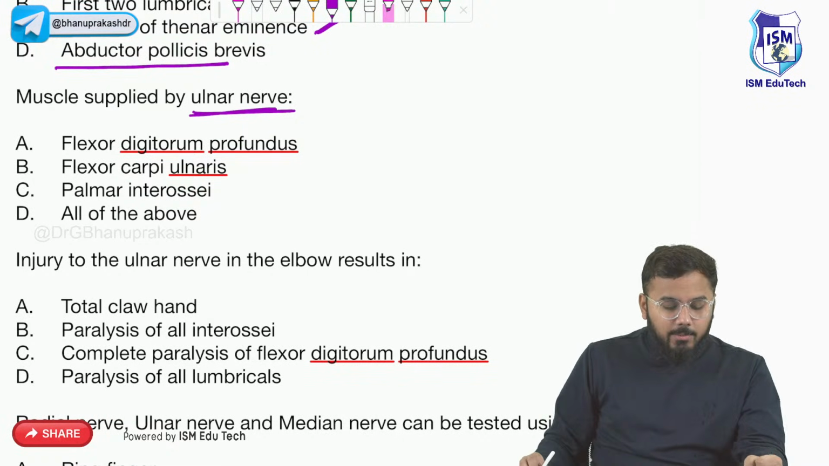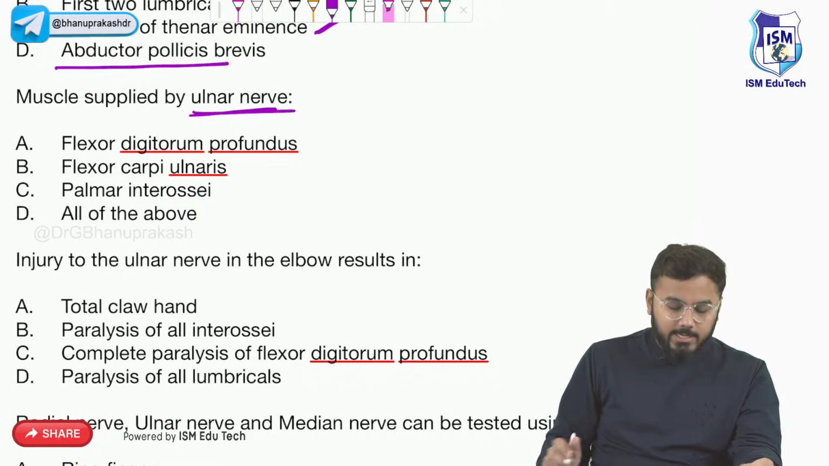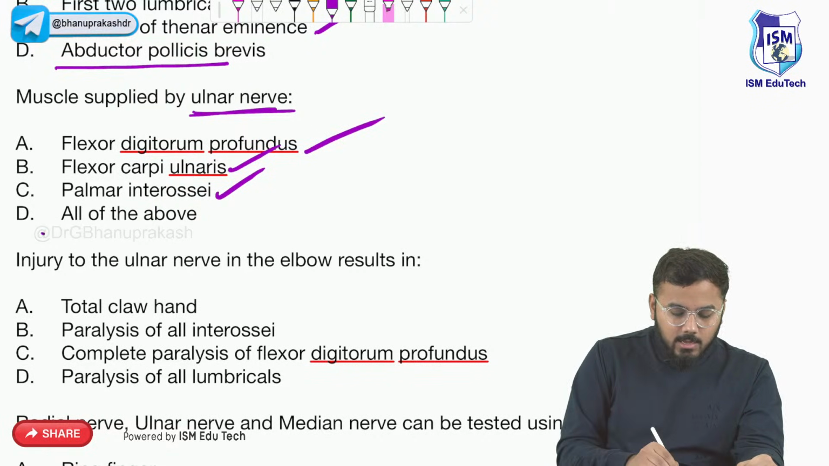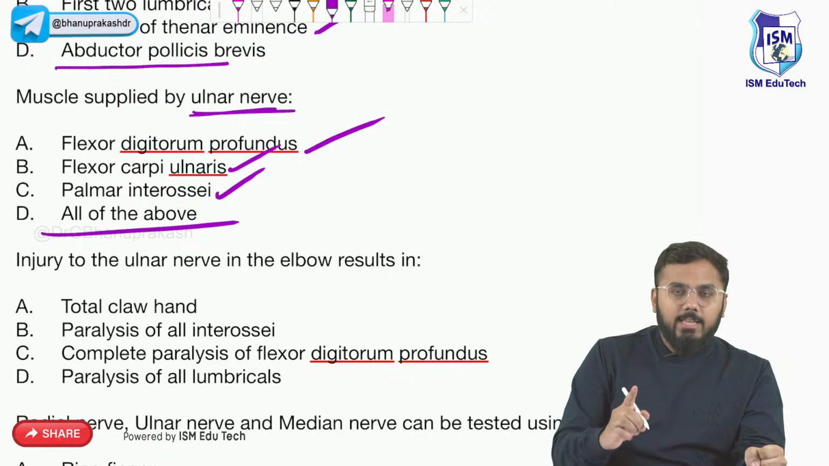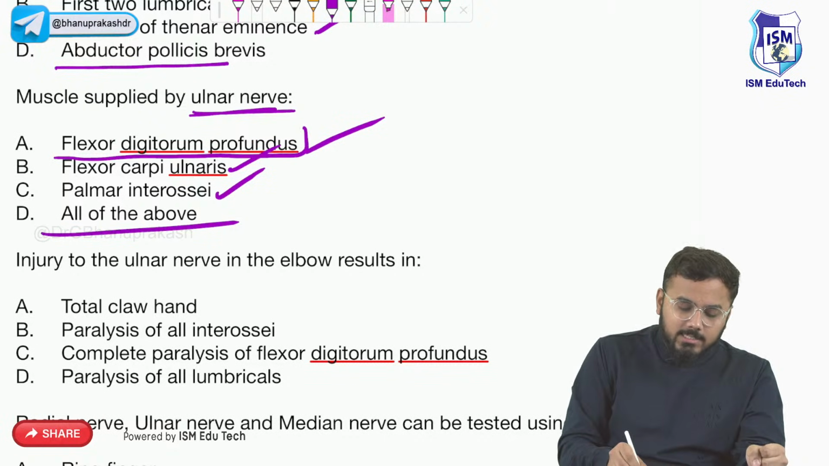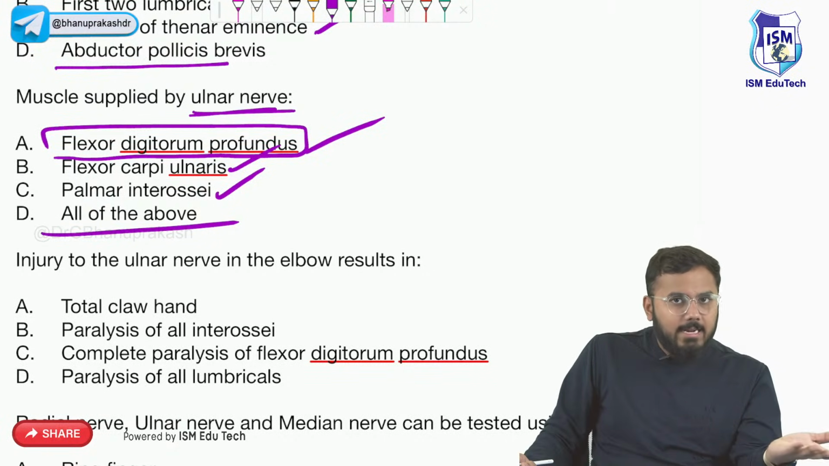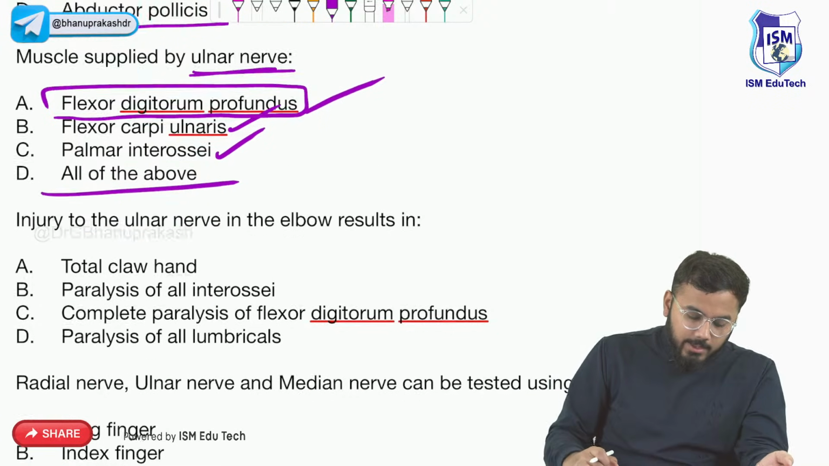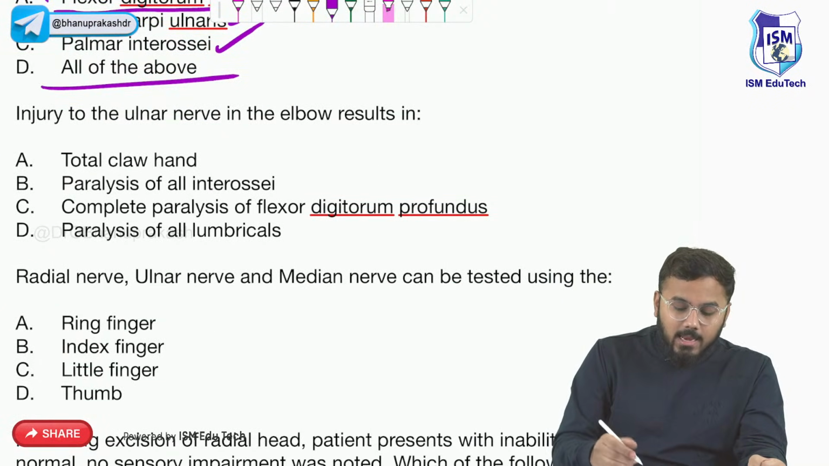Muscle supplied by ulnar nerve. Palmar interossei is supplied by ulnar nerve, guys. Palmar interossei, yes. Flexor carpi ulnaris, yes. Flexor digitorum profundus, yes. All of the above. But actually they have to give that medial half of flexor digitorum profundus, right? Not lateral half, not complete flexor digitorum profundus. Medial half.